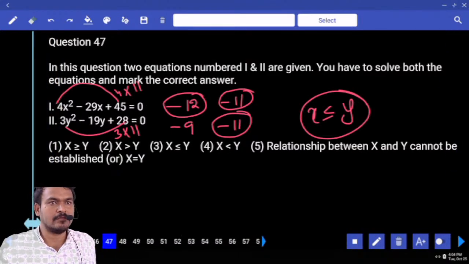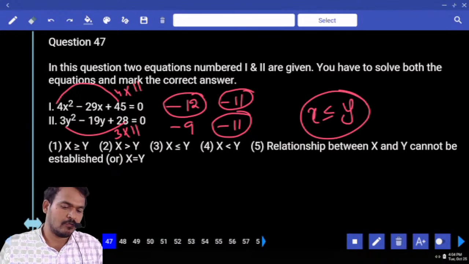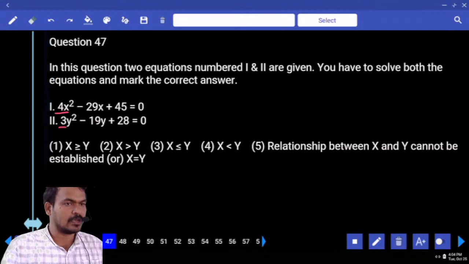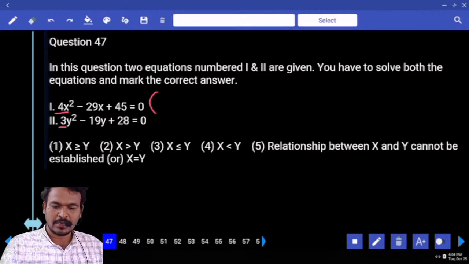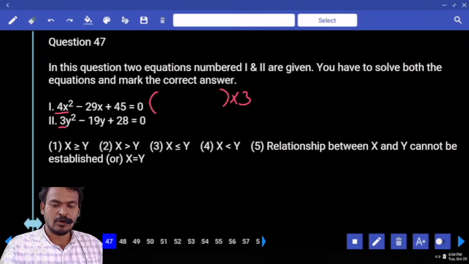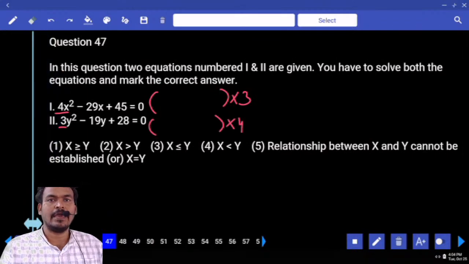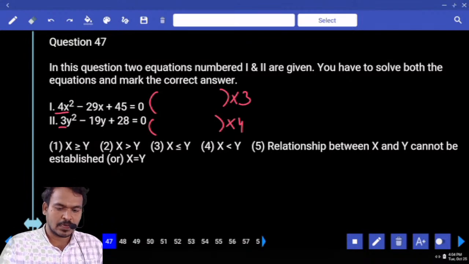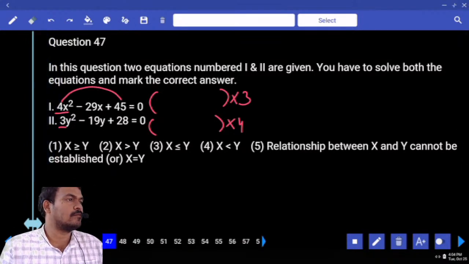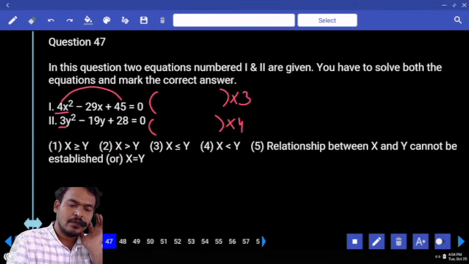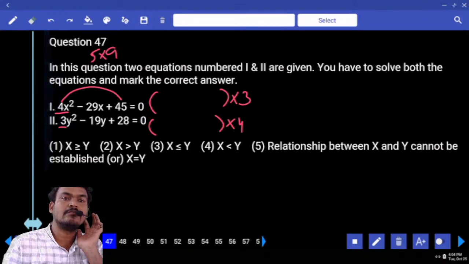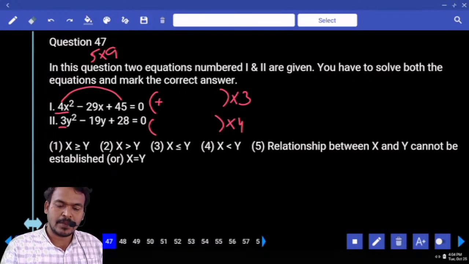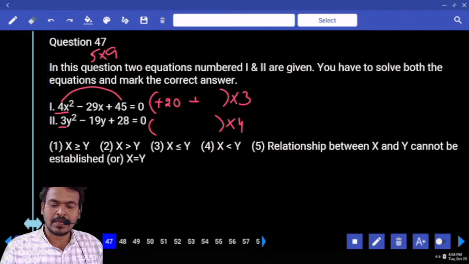Next, 47. What is the coefficient of x square? 4. What is the coefficient of y square? 3. Take the LCM of 4 and 3. 4 how many times? 3 times. 3 how many times? 4 times. The x roots are multiplied by 3 and the y roots are multiplied by 4. 4 into 45: 45 means 5 into 9. Already 4, 4 fives are how much? 20. One is plus 20, another is plus 9.